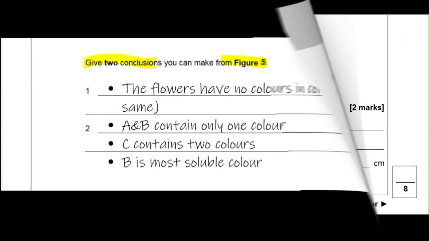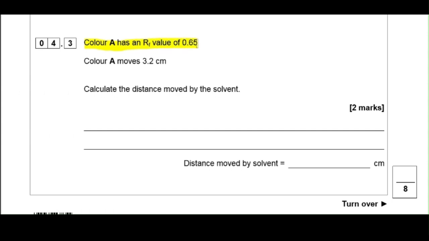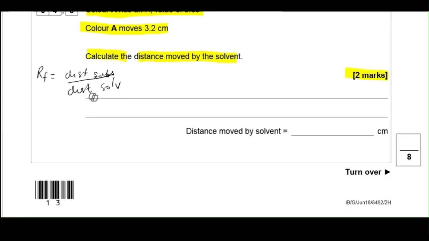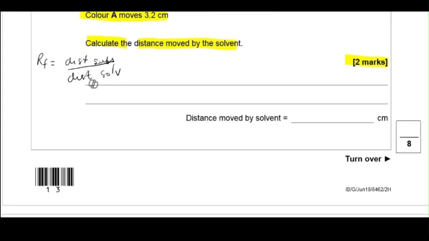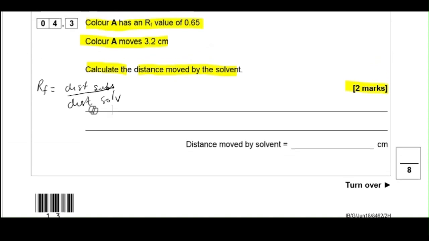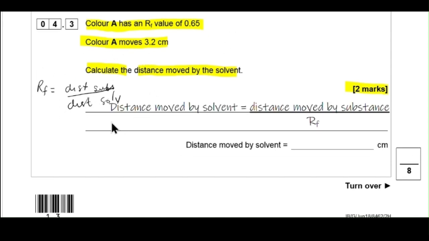4.3. Colour A has an RF value of 0.65. Colour A moves 3.2 centimetres. Calculate the distance moved by the solvent for 2 marks. So this is an RF formula problem. RF is the retention factor, and the formula is RF equals the distance the substance travels divided by the distance that the solvent travels. So if we rearrange the formula, we'll find that the distance moved by the solvent is equal to the distance moved by the substance divided by the RF value.